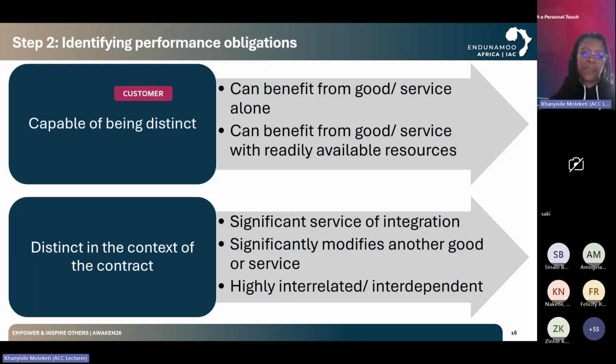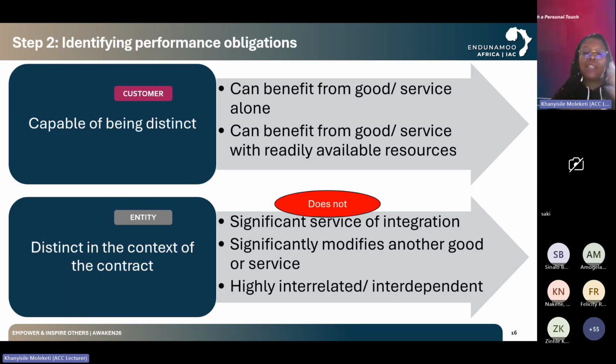The service plan, I can use a service plan with the car I've already bought, either in this contract or a car I've bought previously. It's also capable of being distinct. So we've assessed that. The second step looks at what the entity has done. To assess distinct in the context of a contract, we look at what the entity has done in this contract. What terms have the entity included in this contract?